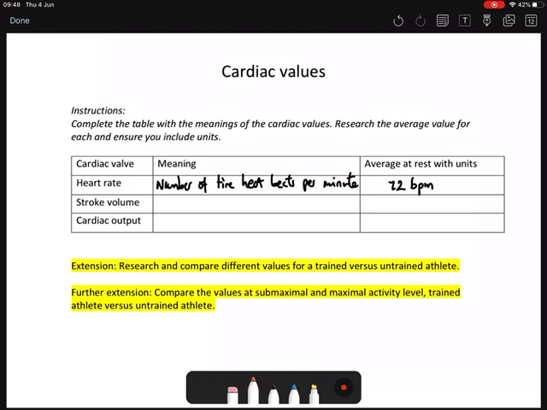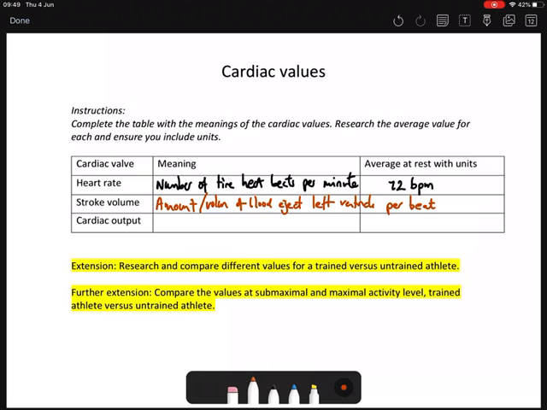Stroke volume is the amount, or volume, of blood ejected from the left ventricle per beat. So you need to find out where the blood is going to from the left ventricle. Why would it be the left ventricle and not the right ventricle? And you should be looking into those.